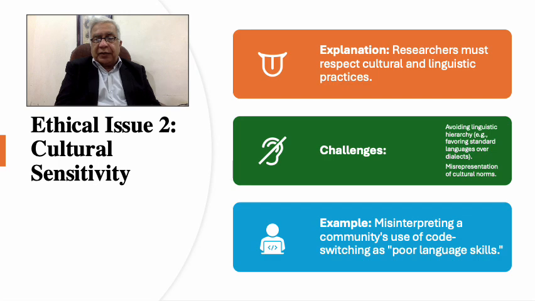For example, misrepresenting a community's use of code switching as poor language skill. That means if a community is using code switching, and one may say that they are using it only because their language practices or skills are of poor quality, this kind of saying definitely creates a biased impression. We may present some of the reasons or some of the things to justify that. Otherwise, we cannot avoid this type of thing that can cause cultural sensitivity issues.